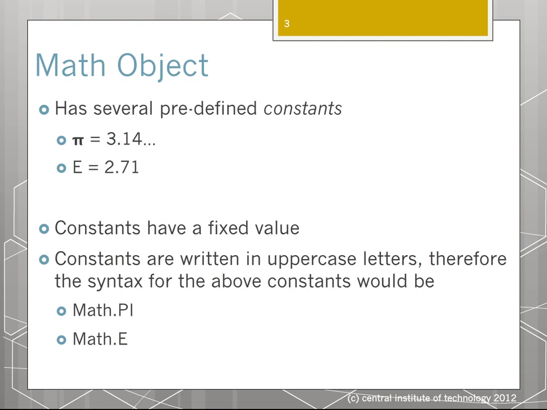The math object has several predefined constants, two of which are listed here. One is pi, which is indicated by the symbol, and it's equal to 3.14 and lots of decimal places afterwards. The other one is e, which is equal to 2.71. Now, constants have a fixed value, unlike variables where the value can change. And constants are also written in uppercase letters. So when you look at the syntax for the constants using the math object, it's Math.PI in capitals and Math.E, as you can see here.